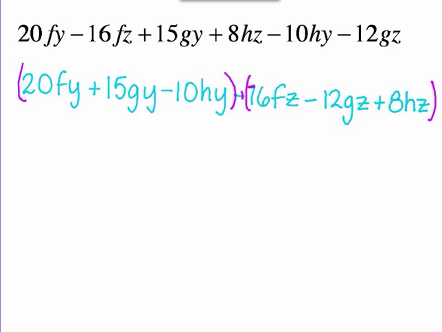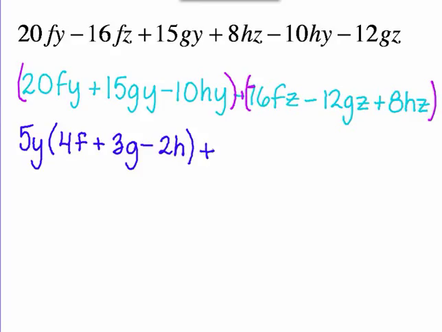What is in common with the first 3? 5y. Good, you caught the 5. So then that leaves me with 4f plus 3g minus 2h. What is in common with the next three? 4. Okay, -4. I'm going to take out a -4z. So when I take that -4 from -16, what am I left with? 4f plus 3g, good, minus 2h.